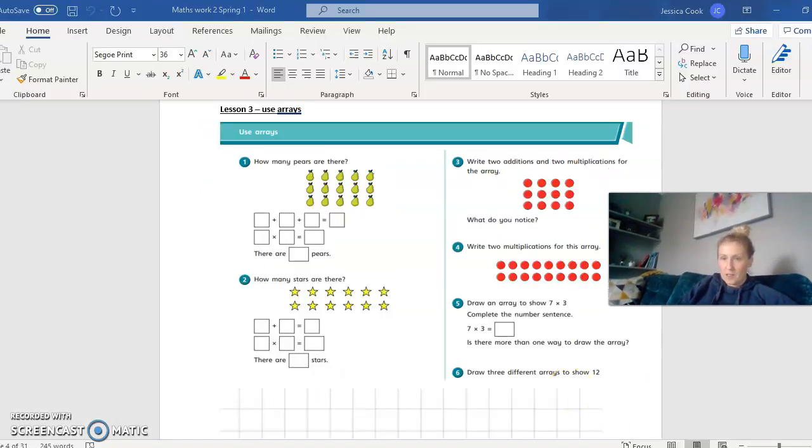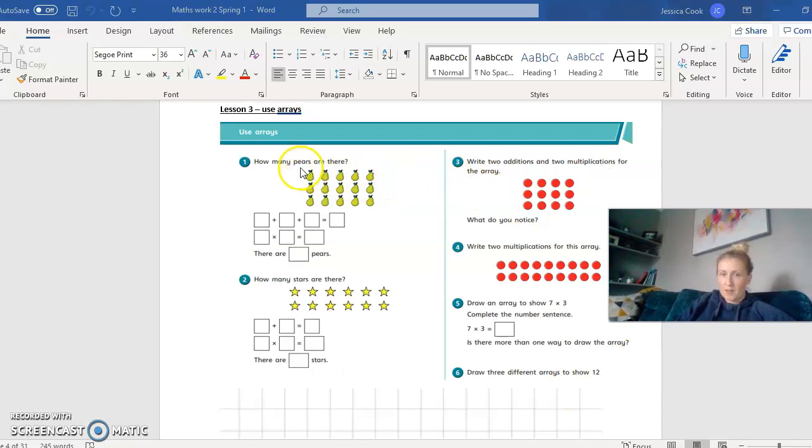Okay. So you have got here, how many pairs are there? So we could go with, this is an array, but can you see they're in rows? There's no lines in between. If you wanted to put lines in between to make it like a grid, if that would help you, then you can do that as well, okay? But we've got here, we've got 1, 2, 3. We've got 3 rows.